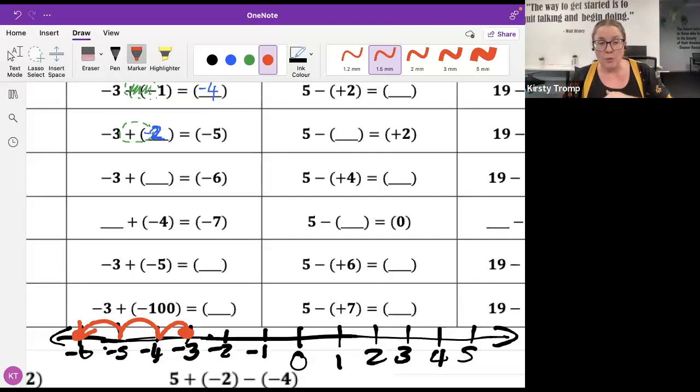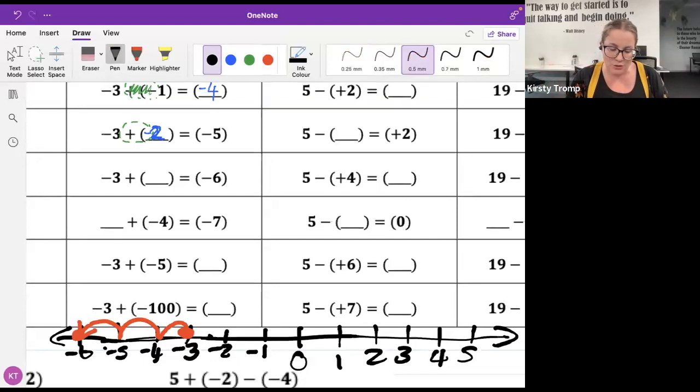You tell me, when I'm moving left, what am I doing? Am I adding or am I subtracting? I'm subtracting. Good. So if I say -3 plus, what am I going to say in my bracket? You told me I'm subtracting, so I'm going to say -3. So -3 plus -3 will give me -6.